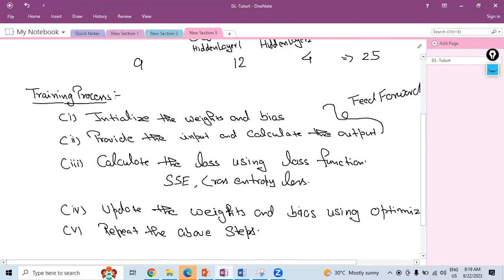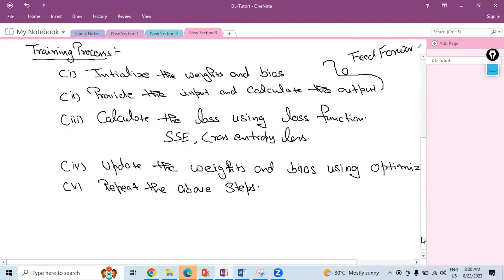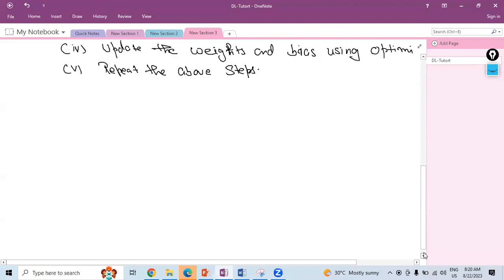If you see this thing, it is pretty similar to what we have in the case of linear regression. There also we initialize some coefficients, then calculate the loss, and after that we update the weights and just follow the same training process. Okay, so if you have any doubt so far, please let me know.